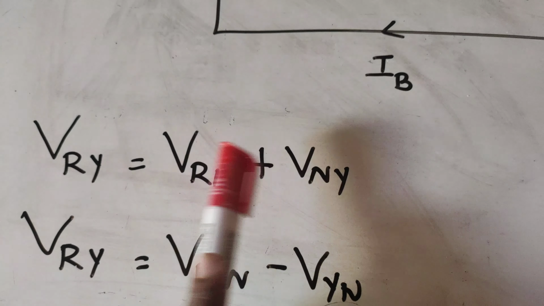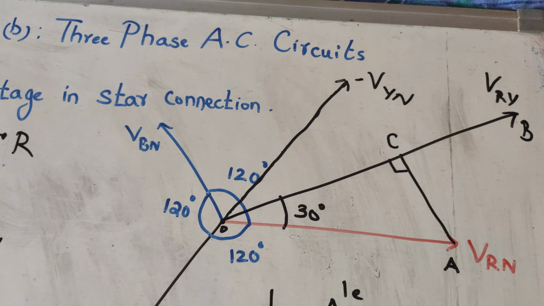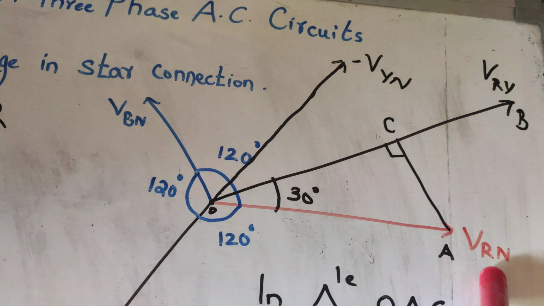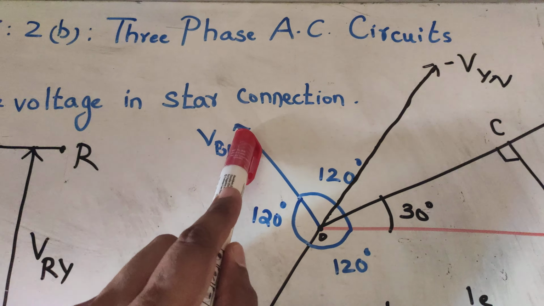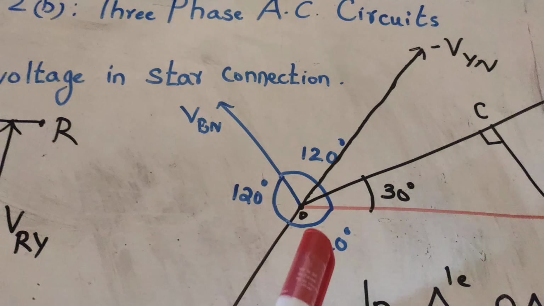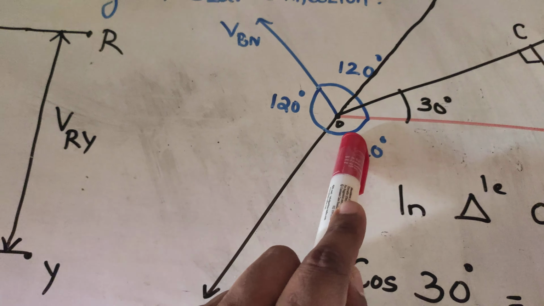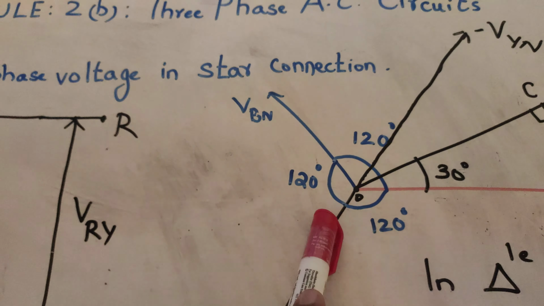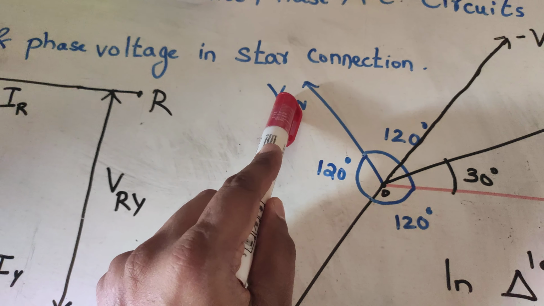Let us plot this in the phasor diagram. So, let us take the phasor diagram. In the phasor diagram, let VRN be the phase voltage, let VYN be the phase voltage, and let VBN also be the phase voltage. The angle between VRN and VYN is 120 degree. The angle between VYN and VBN is 120 degree. The angle between VRN and VBN is also 120 degree.